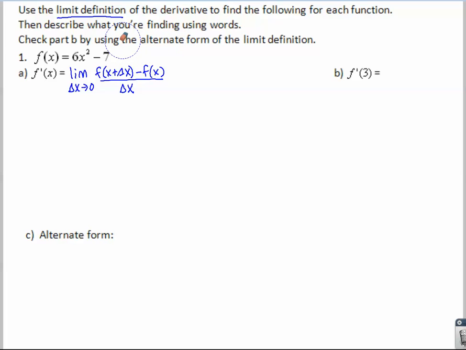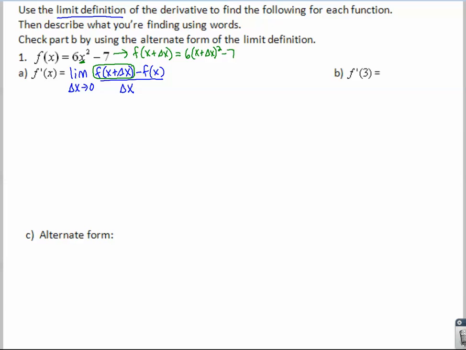use a different color for that. This part right here, f of x plus delta x, I'm going to do in green. F of x plus delta x means take out wherever x is, and in its place, put x plus delta x. So 6 times x plus delta x squared minus 7 becomes, well, let's leave it like that. We can simplify it in that limit definition of the derivative.